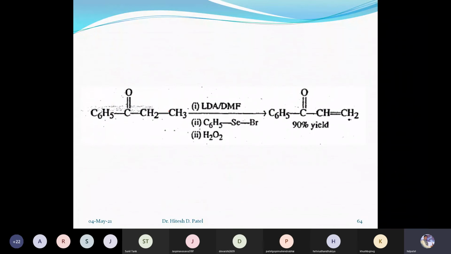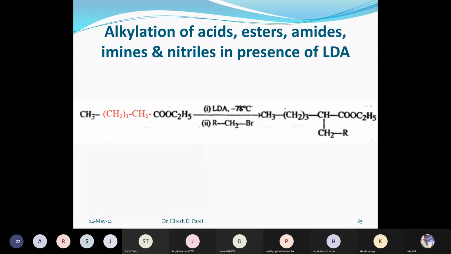Some other derivatives we have already discussed. Now if we have an ester rather than a ketone, then what happens? Here we have C=O, OCH2CH3, and here CH2. So here you can see the difference. This is called the alkoxy type, OCH2CH3, and this is CH2.